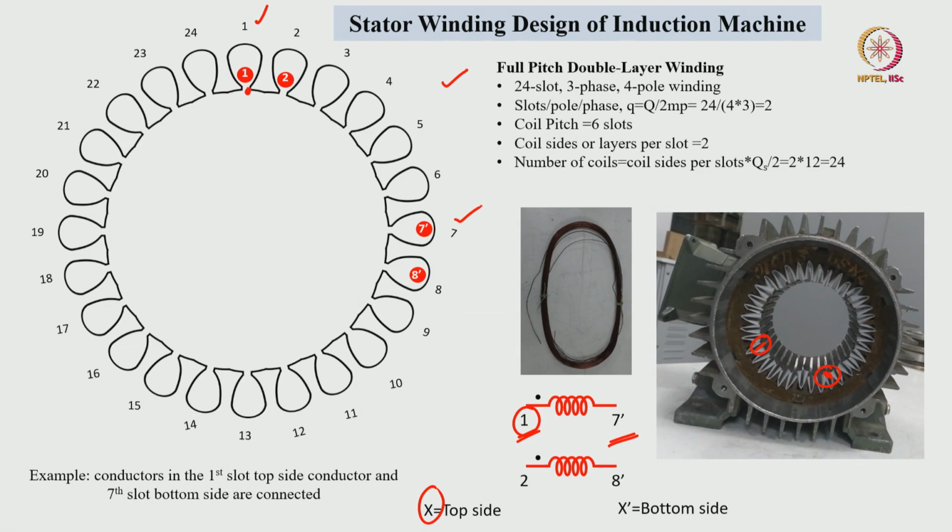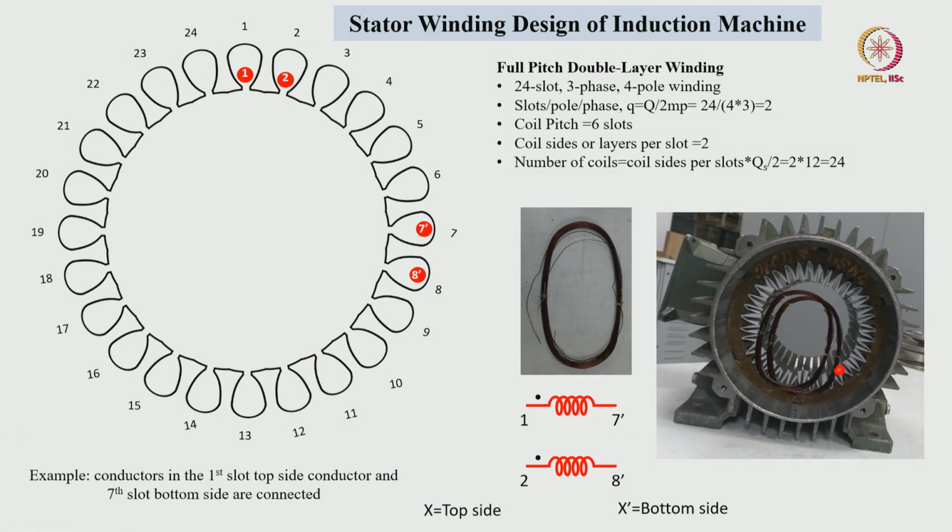The second coil is related to the first phase only, because the coil span or phase belt is equal to 2 slots. Based upon that, the second coil we are placing in slot number 2 top side and slot number 8 bottom side. We can see here how we are placing the coils.